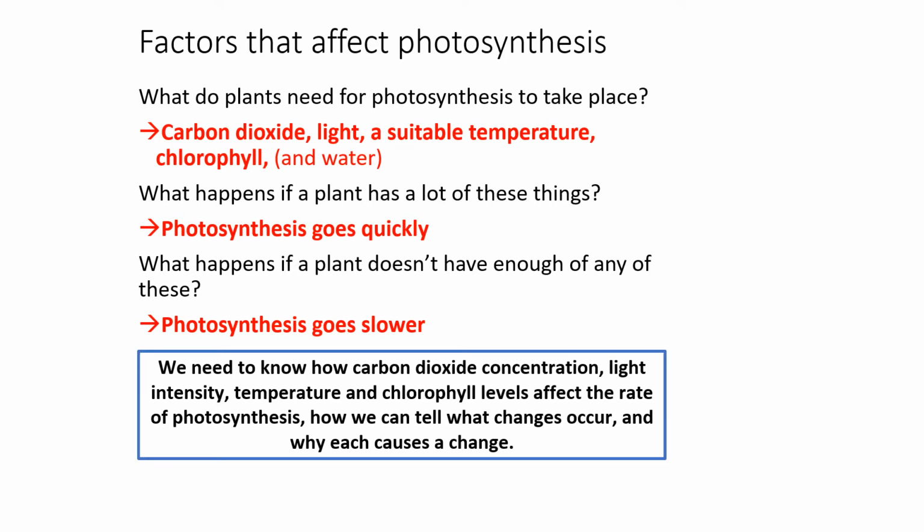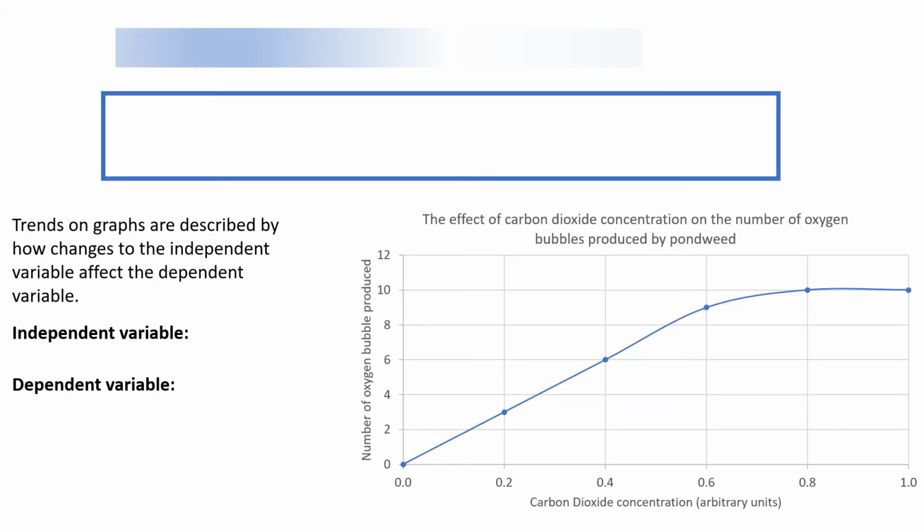We need to know how carbon dioxide concentration, light intensity, temperature, and chlorophyll levels affect the rate of photosynthesis, how we can tell what changes occur, and how and why each causes a change. Let's take a look in details now. A student did an experiment to see the effect of carbon dioxide concentration on the number of oxygen bubbles produced by pondweed.